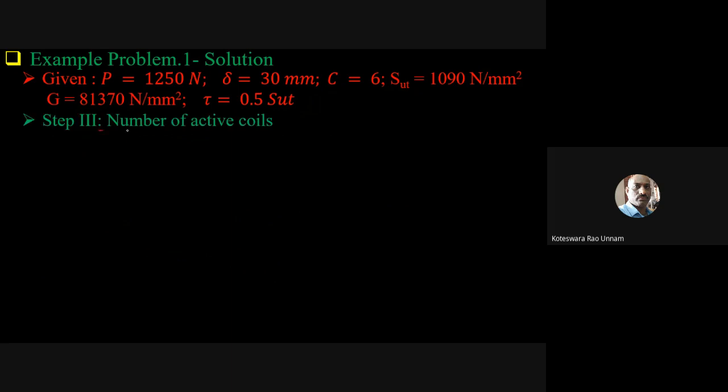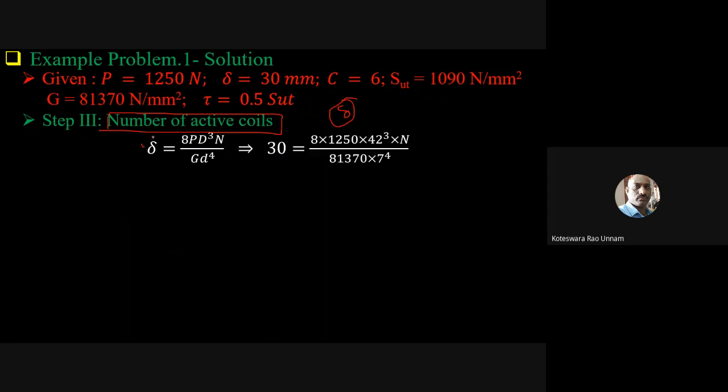Then the third one is the number of active coils. We will determine the number of active coils using the deflection equation. So what is our deflection equation? Delta is equal to 8PD cube n by Gd power 4. Now I know this capital D value, so I can use capital D, or if I want, I can write this in terms of capital C also.